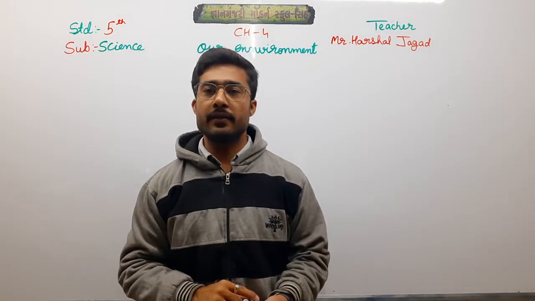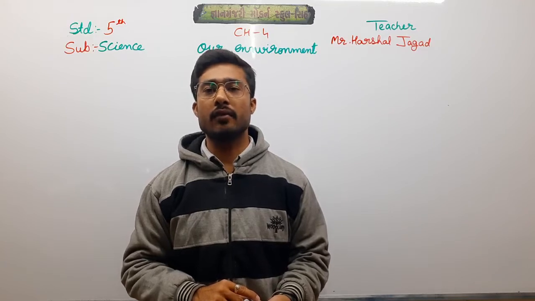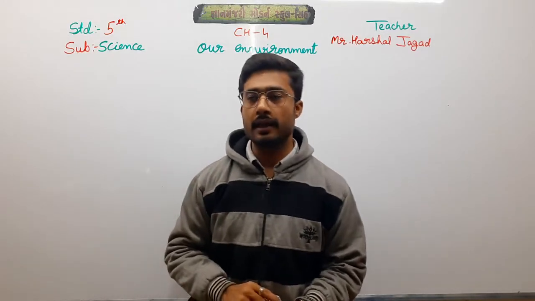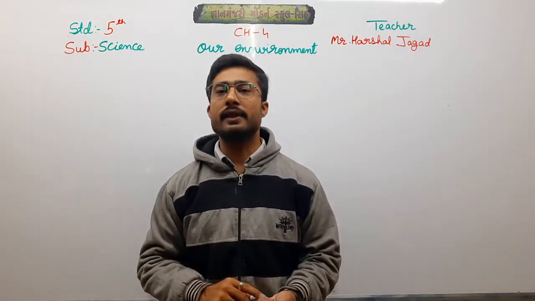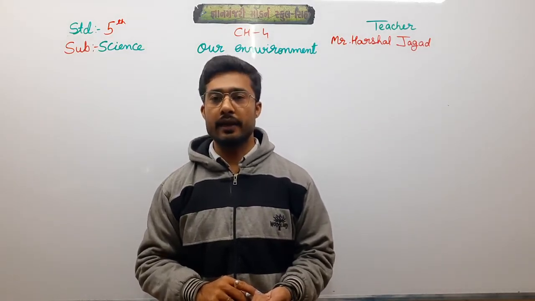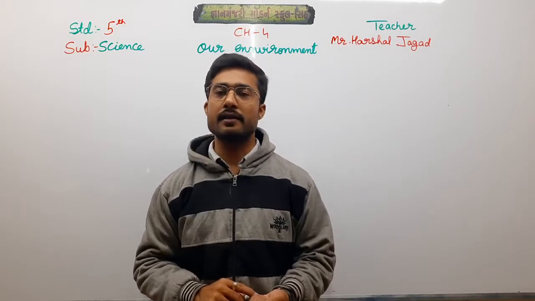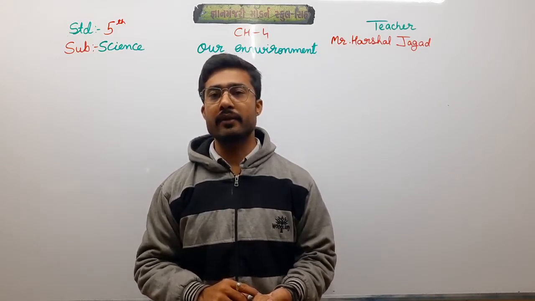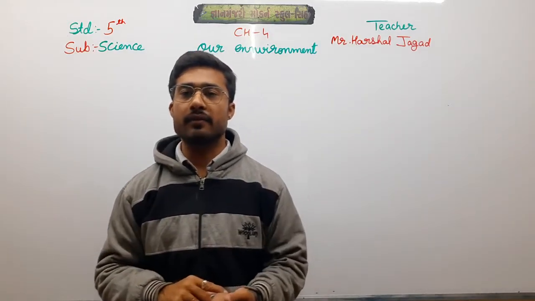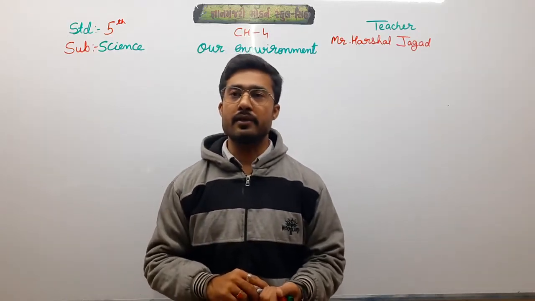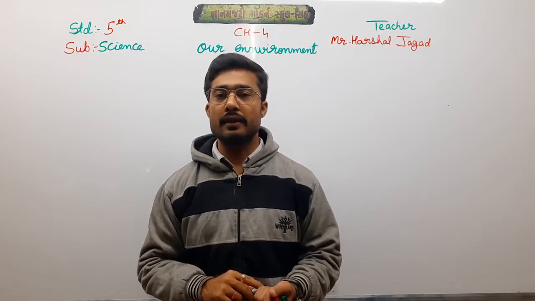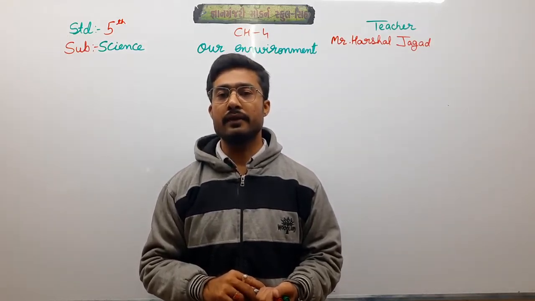So in the previous videos we have been going through chapter number 4, that is our environment. In that we have first seen what the environment is, and the two types of components, living components and non-living components. The living components are the components around us which are living, and the non-living components of the environment are the non-living things around us.